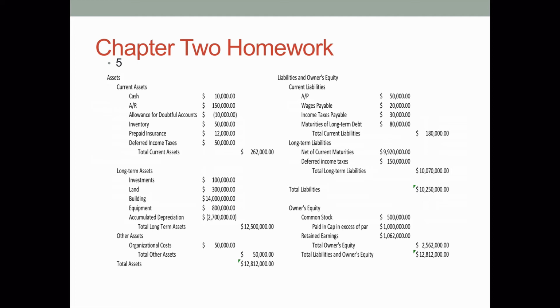For the owner's equity, we did have paid-in capital in excess of par and our common stock, so we could have a total there of $1.5 million for common stock. And then we have retained earnings that gives us a total owner's equity of $2,562,000, and of course we balance out at $12,812,000.